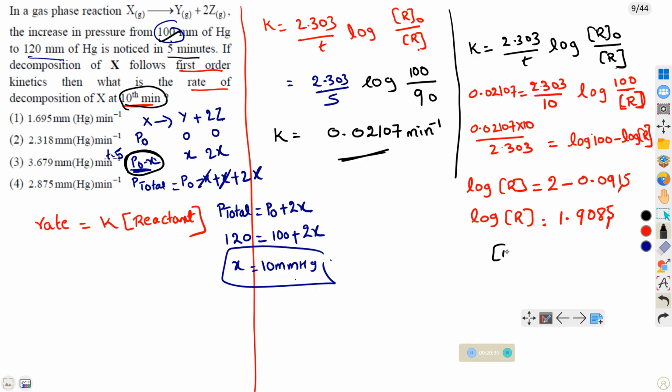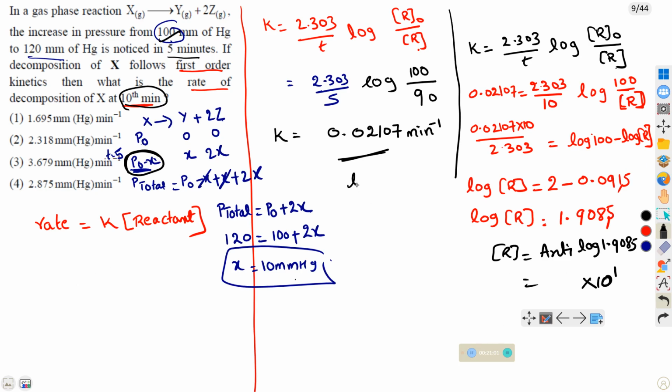R is equal to the antilog of 1.9085. The decimal before the number is 1, so 10 power 1. Remaining 0.9085. Log 10 value is 1. Log 8 value is 0.